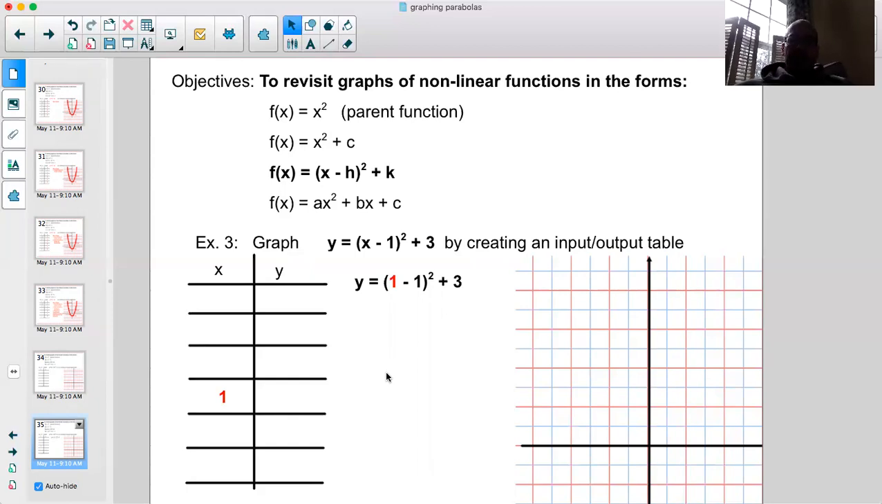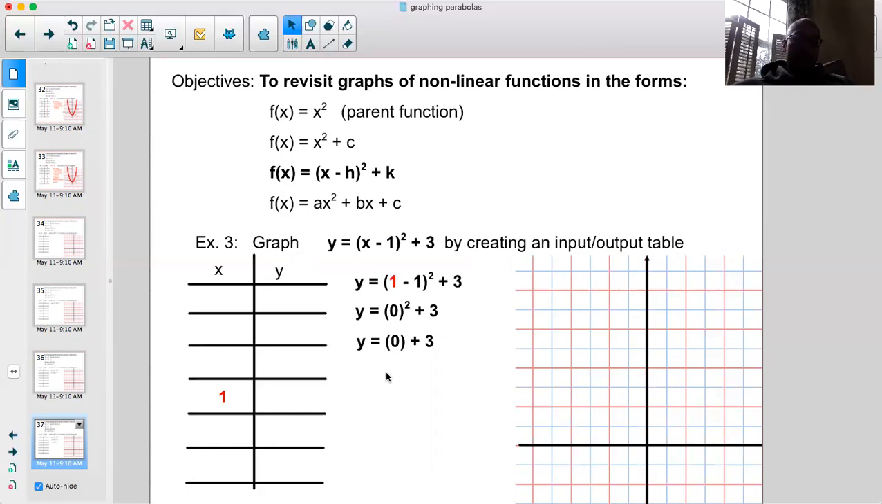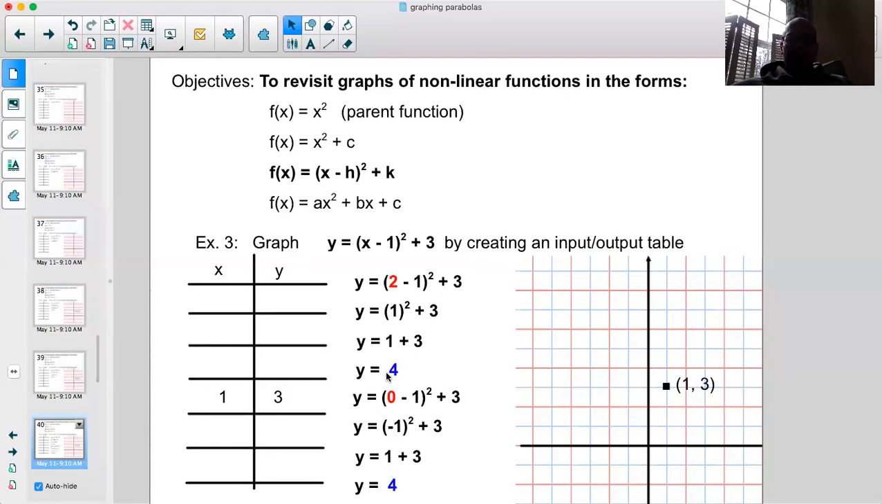When you plug in x equals 1, following the order of operations, which is a good safe way to graph anything, 1 minus 1 would happen first. That gets you 0. Then you have to square the 0, which remains 0. And you add 3, and you come up with 3. So 1 goes in, 3 comes out. That's your point. We can pretend we don't know that this is a parabola and just go right on in and do another point. We can plug in x equals 2, and you get a y value of 4.